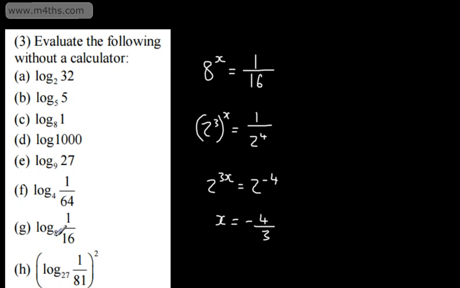If you like, you can take the cube root of 8, which gives you 2, raise that to the 4th power, which gives 16. 1 over 16 is therefore going to be negative, so negative 4/3.